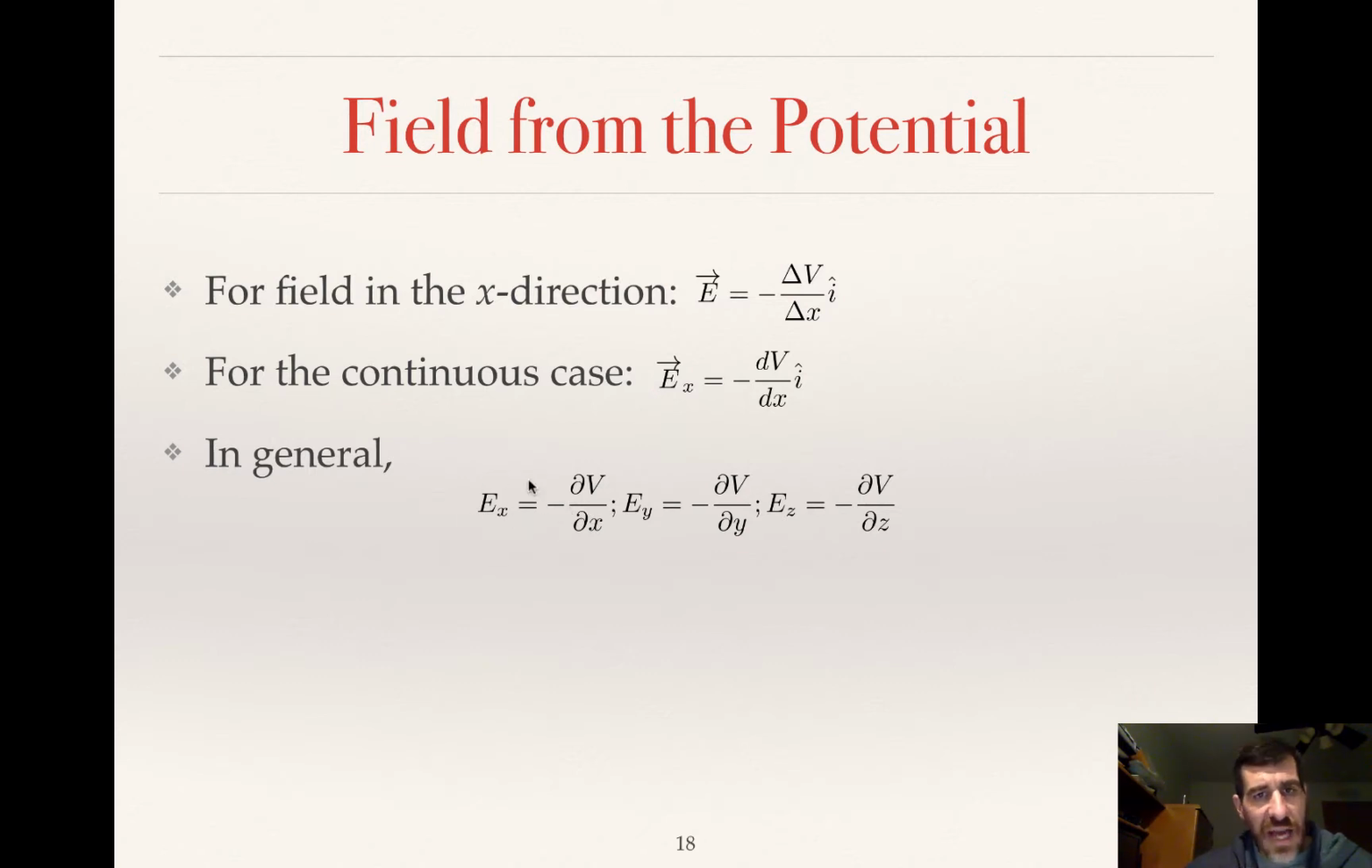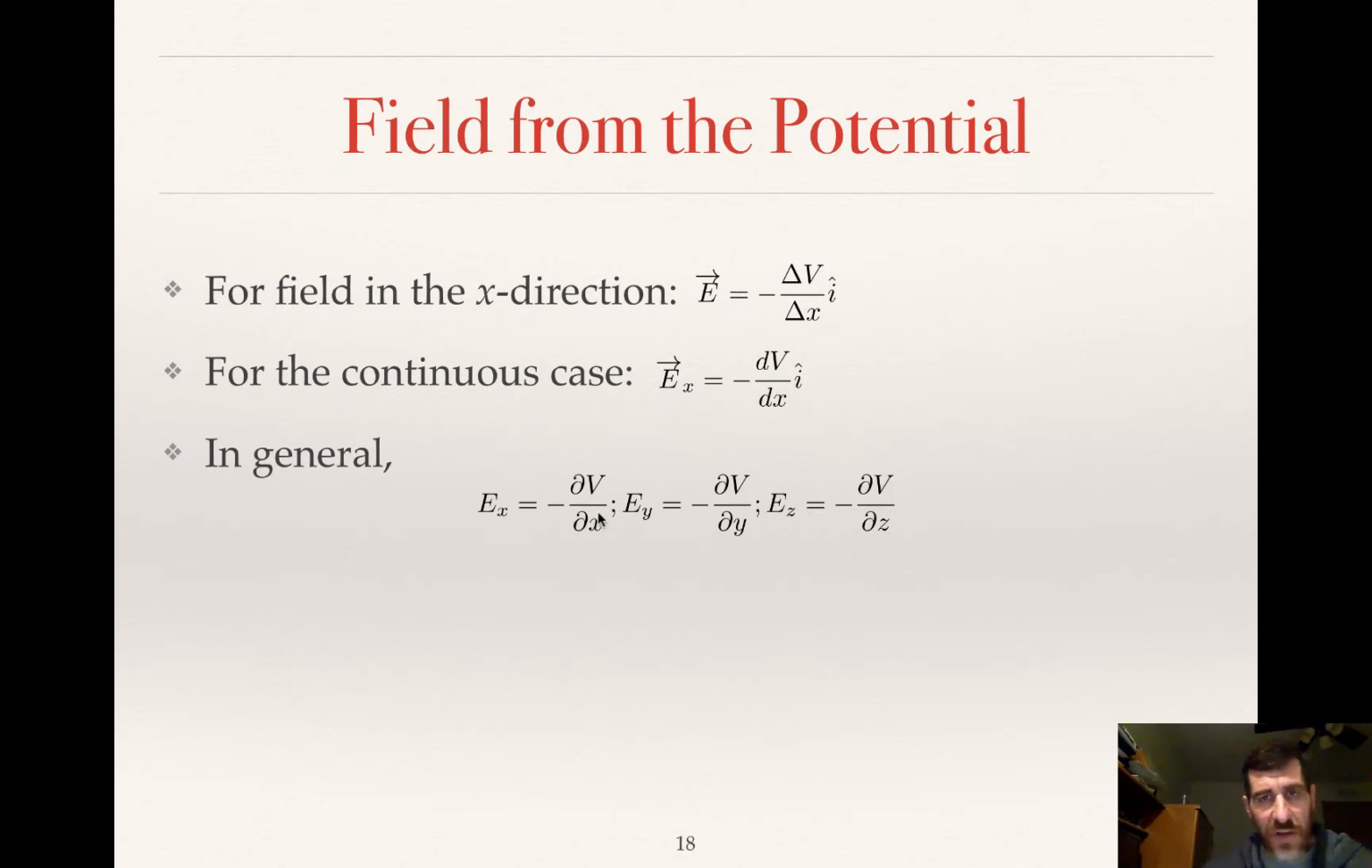Now, of course, in general, things could be changing in all three dimensions, x, y, and z. So, to get the x component of the electric field, we need to take the derivative of the potential with respect to x, and for y, it's the derivative with respect to y, and for z, the derivative of the potential with respect to z, and with the way things are defined, we've got a negative sign in all of those.